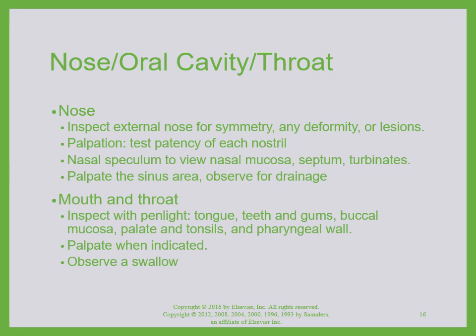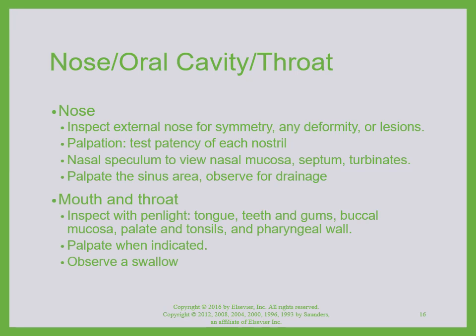In the nose, the oral cavity, and the throat, you're looking for symmetry, deformity or lesions. With the nose, you can plug one naris and have them breathe in through their nose, and then plug the other naris, have them breathe in through that nostril, and just make sure that you're testing the patency of each nostril. You can use the nasal speculum or even the otoscope to look inside the nose to view the mucosa, the septum, and the turbinates, and then palpate and even percuss the sinus area, observing for any drainage. Purulent drainage and sinus pressure are common complaints for somebody that has like a sinusitis.